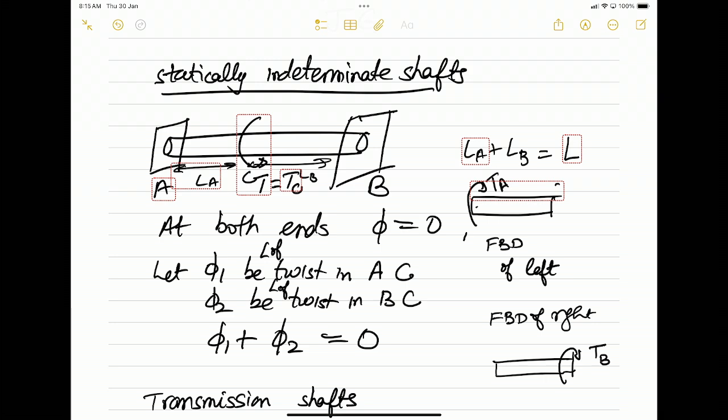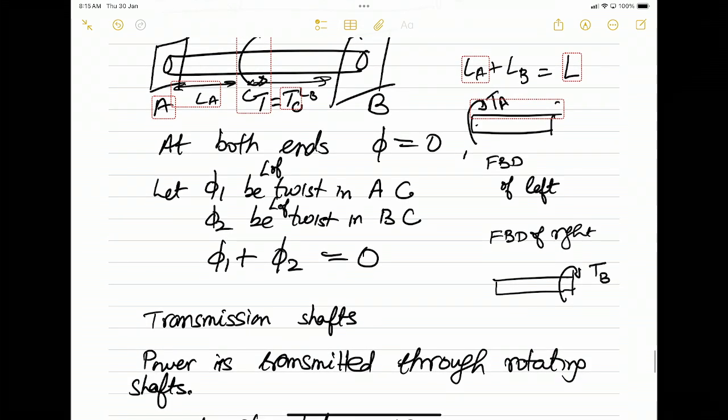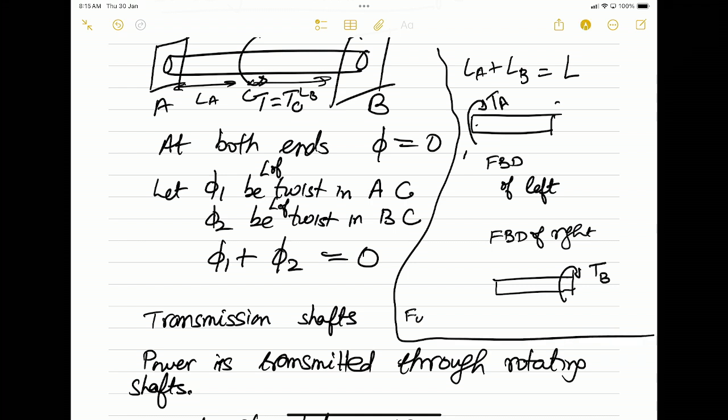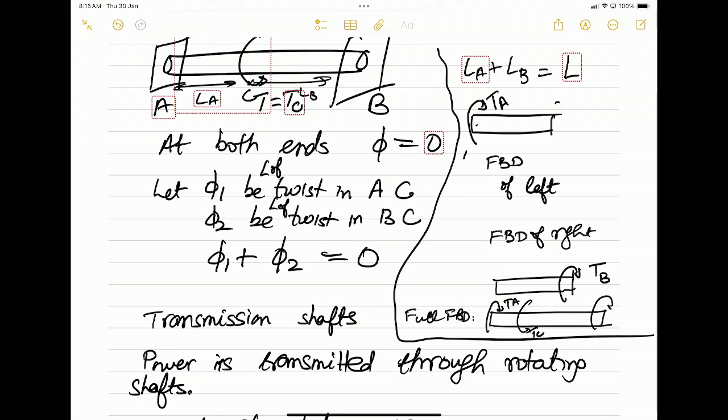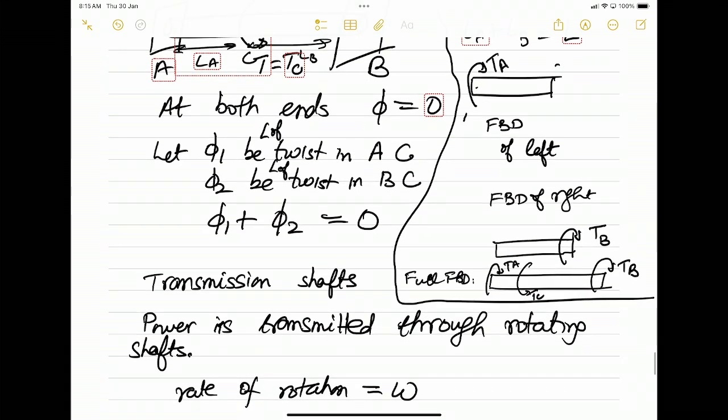So now the full free body diagram. So let me just, full FBD will be TA, TC and TB. So I will get here TA plus TB is equal to TC. Is that fine?